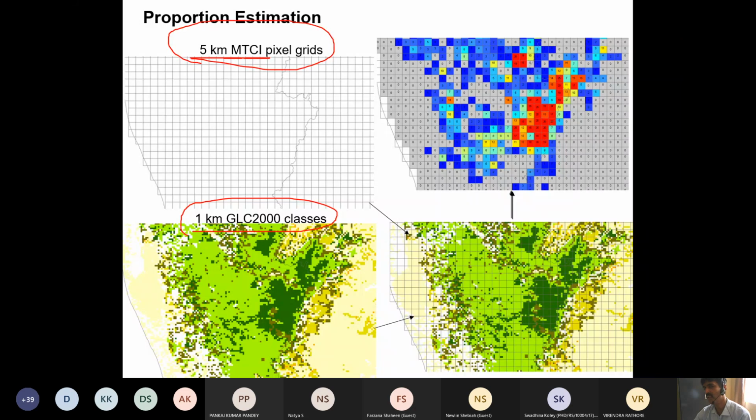MTCI is the Meris terrestrial chlorophyll index. We have used this index for estimating the growth rhythm. Under this 5 kilometer grid we will have 25 vegetation type values, because 5 pixels by 5 pixels of 1 kilometer will be covered, which is 25. If the vegetation type is uniform within a grid, that is, all the pixels belong to one vegetation type, the count will be 25. So 0 to 25 is possible. You can see the red color.